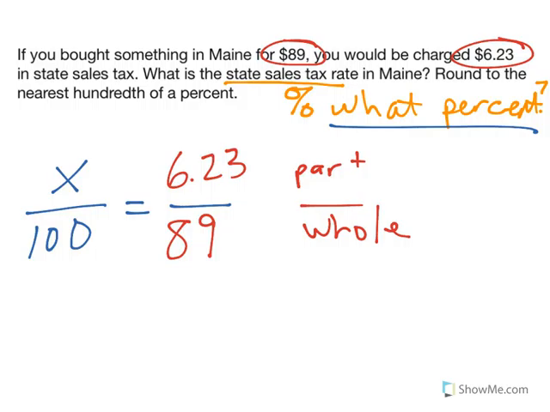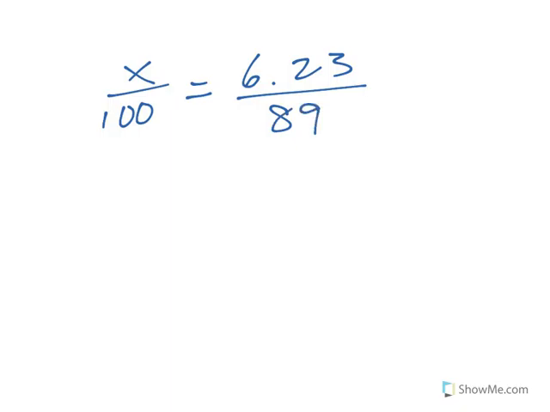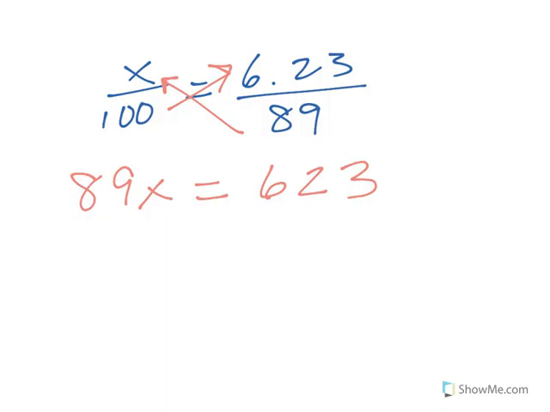So this ends up being my proportion that I can solve, knowing that x is going to be the percent, the sales tax. So x over 100 equals $6.23 over $89. When I cross multiply, I get 89x equals 623. Recall that the equal sign splits the equation into two equal parts.